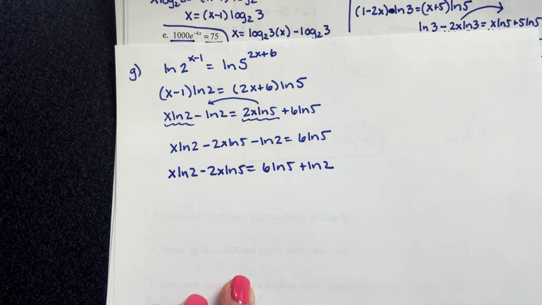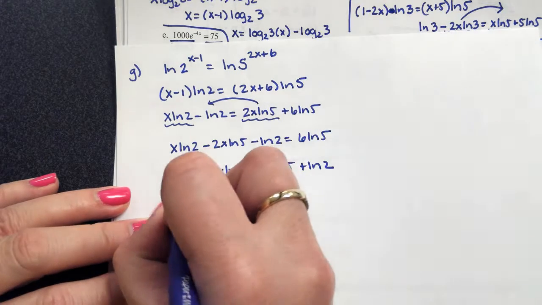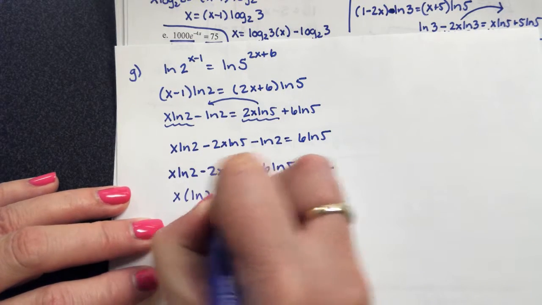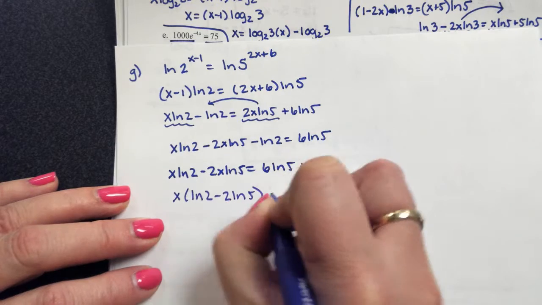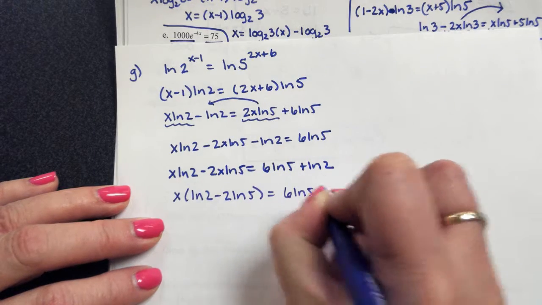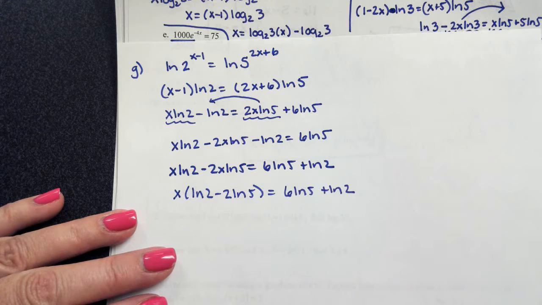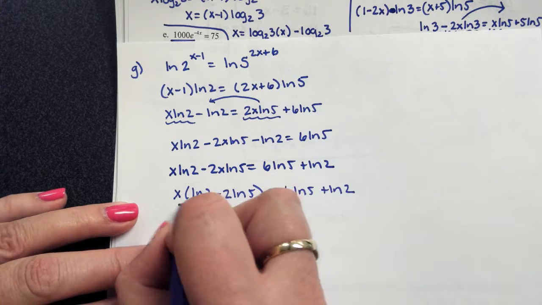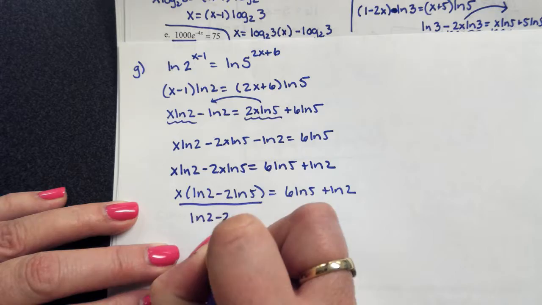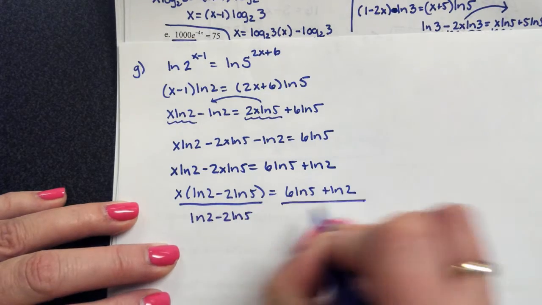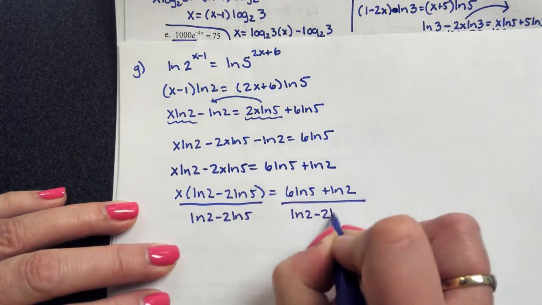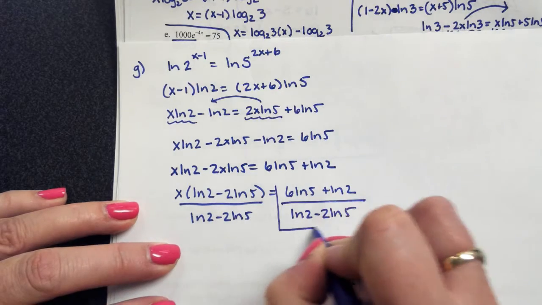Because now what can you do? What can you take out of the left-hand side? You can take out a what? X. And then finally, last but not least, how would you get x by itself? You would do what? Divide. And there's your answer.